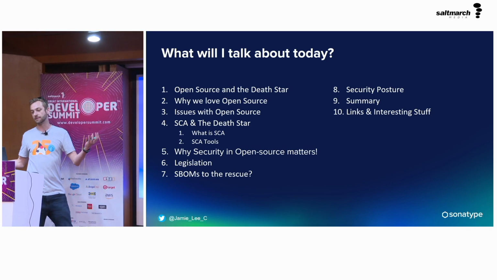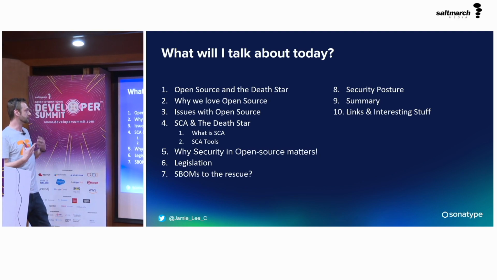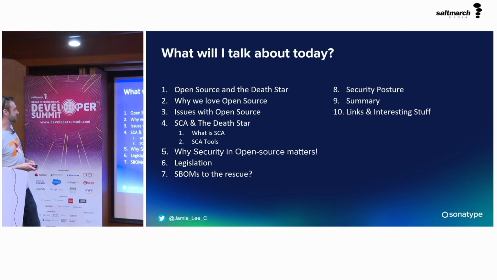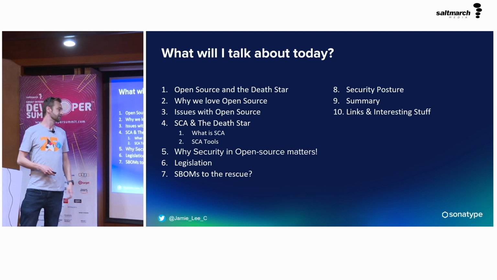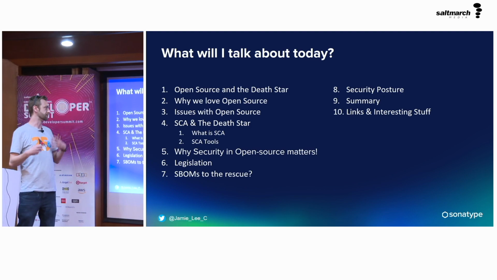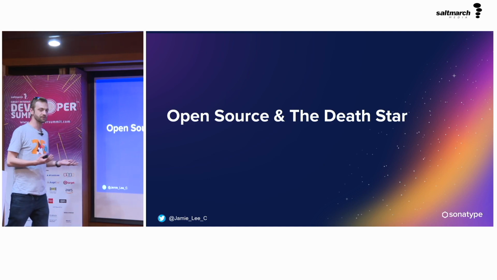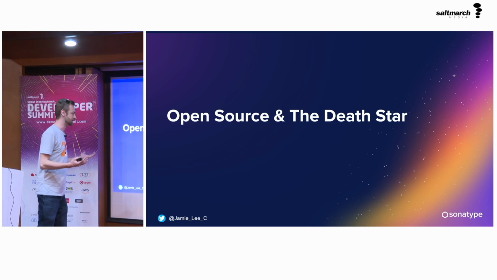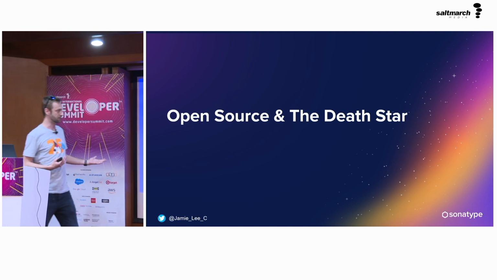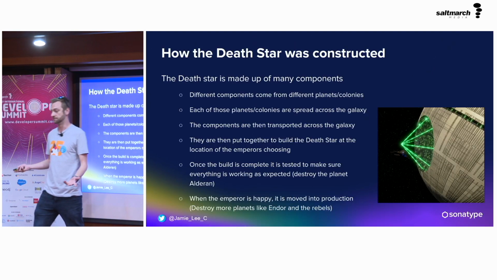We're going to talk about open source and how it parallels with the DevOps world, and what software composition analysis is, the security issues we have to worry about with open source code, and then summarize. So, open source and the Death Star. I presume you're all familiar with Star Wars. So what I'm going to do is draw parallels between what the Empire did with the Death Star and how we do modern software development.